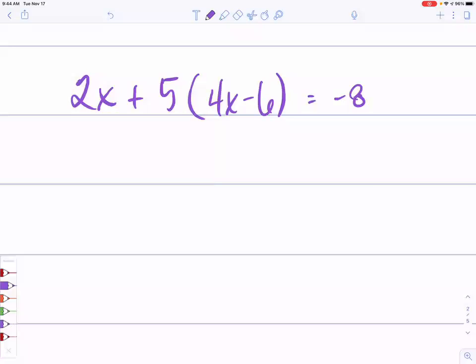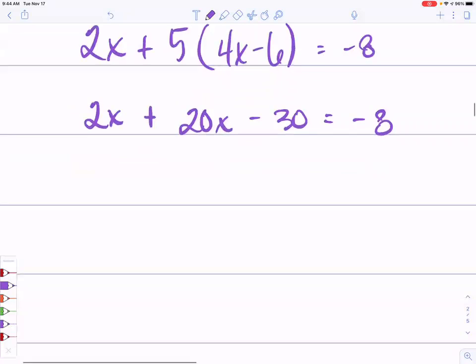What am I distributing? Yeah, so that's going to be 2x plus 20x, okay, and then equals -8. And then what's next? Combine like terms, so you're going to have a 22x is equal to, if you bump that 30 over to the other side, by addition, you'll have 30 minus 8, which is what, 22? So x is what?